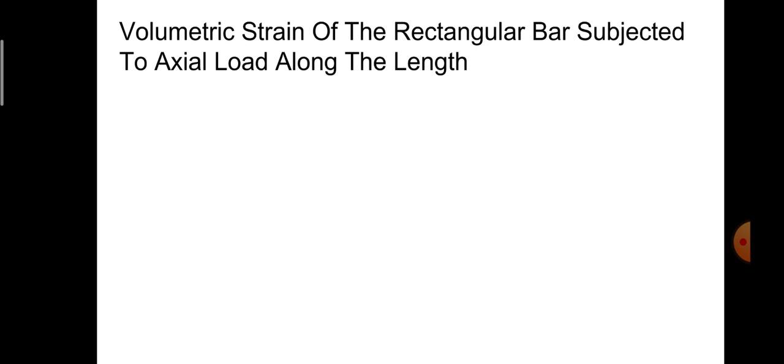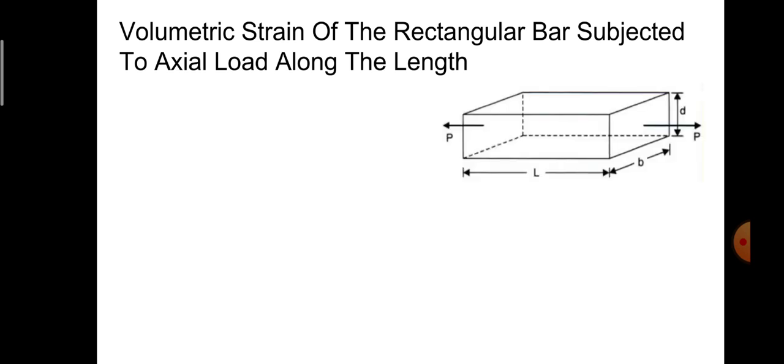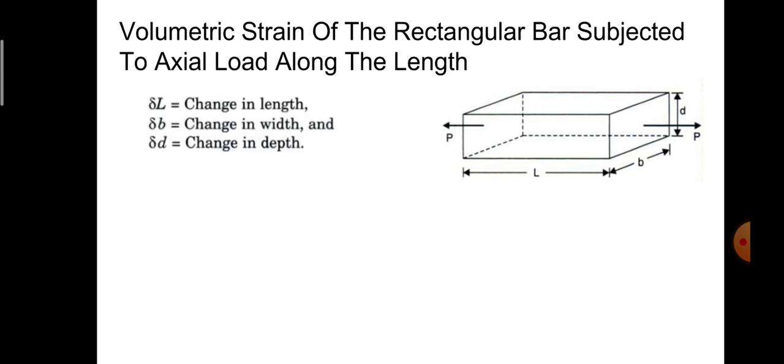So the next concept is to analyze the volumetric strain of the rectangular bar when it is subjected to axial load along the length. So I have just considered a rectangular bar of length L, width B and depth D, which is subjected to an axial load of magnitude equal to P in the direction of its length, as shown in the figure. So here, let delta L be the change in length, delta B the change in width and delta D the change in depth.